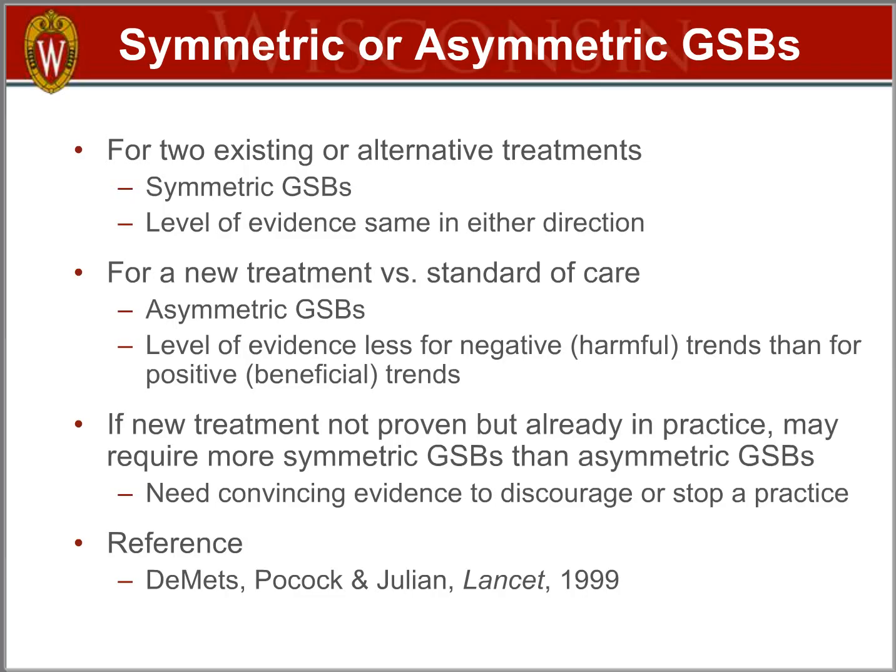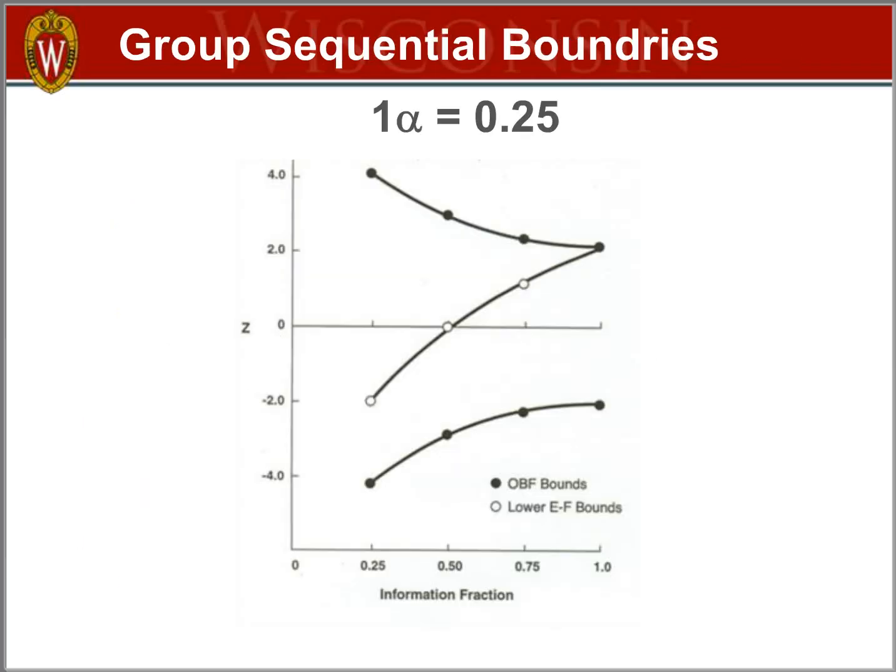These issues are discussed in an article that I co-authored with Desmond Julian and Stuart Pocock in 1999. There is no right answer, but it's something you need to consider. What I've plotted here is some statistical methodology that helps you in thinking about this. The top graph and the bottom graph are the O'Brien-Fleming boundaries, as we discussed before.